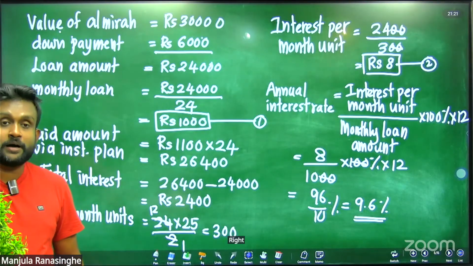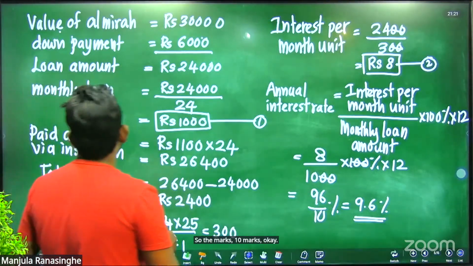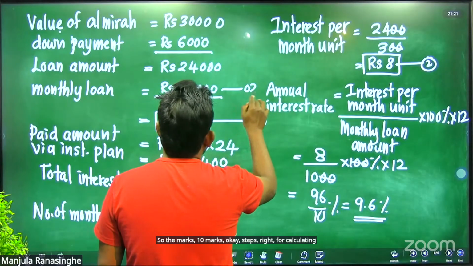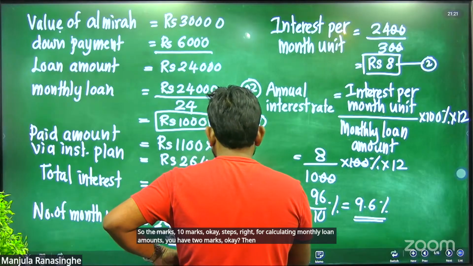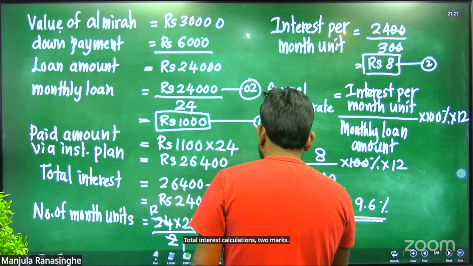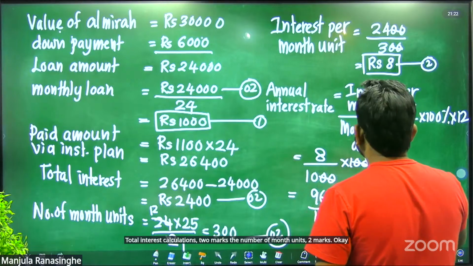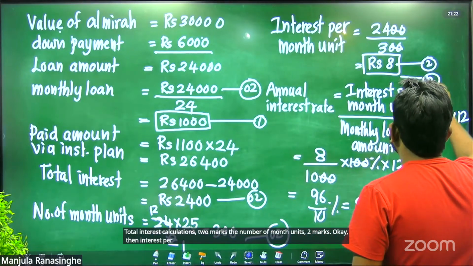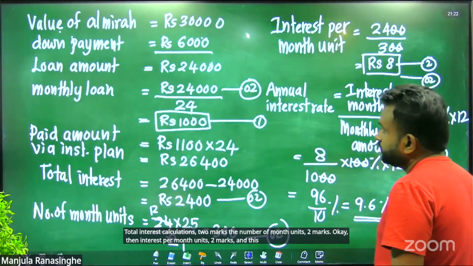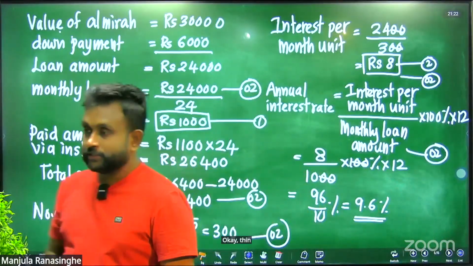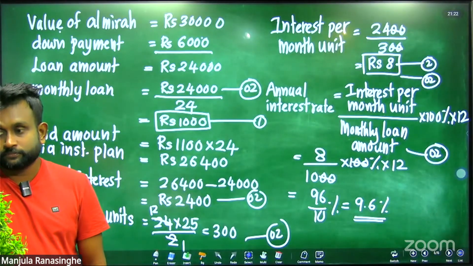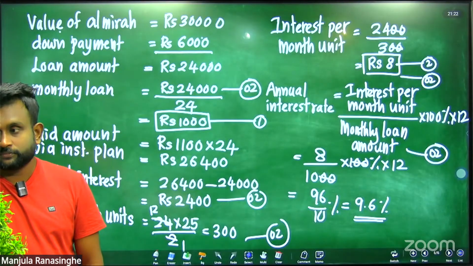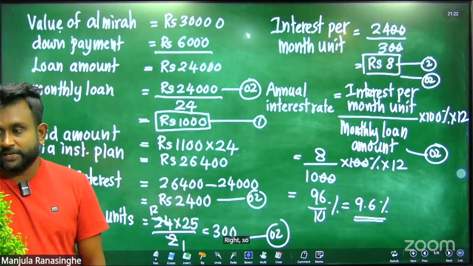Right, so the marks: 10 marks. Okay, steps. Right, for calculating the monthly loan amount, you have 2 marks. Okay, then total interest calculation 2 marks. Then number of month units 2 marks. Okay, then interest per month units 2 marks, and this calculation 2 marks. Okay, 10 marks allocated in this manner. Right, so question number 3 is done.